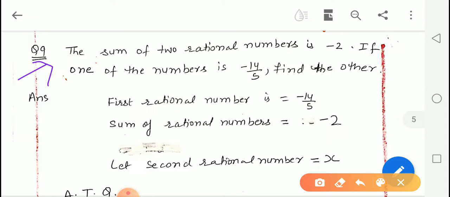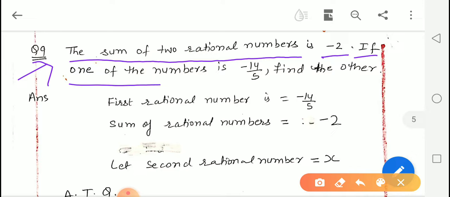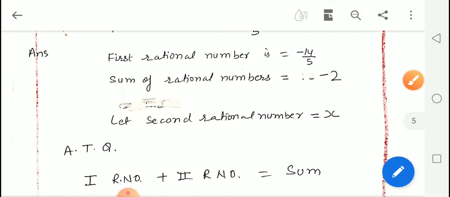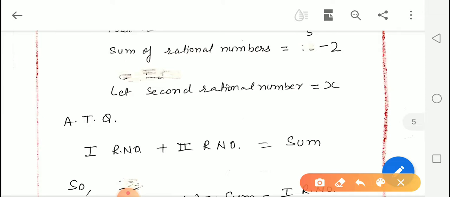Here the question is: the sum of two rational numbers is negative 2, and if one of the rational numbers is negative 14 upon 5, we have to find the other. Now what is given? The first rational number is given as negative 14 upon 5, and the sum of those rational numbers is given as negative 2. Now here we have to suppose the second rational number. Let the second rational number be x.